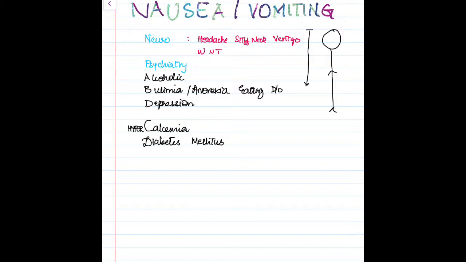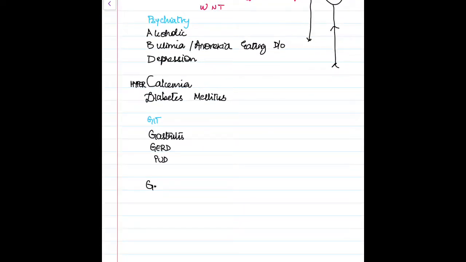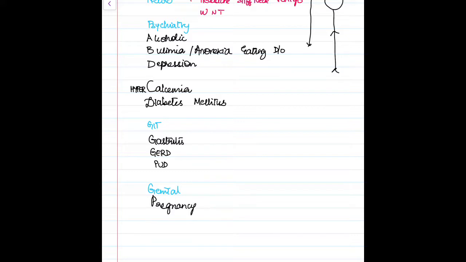Let's come to GIT causes. In GIT, it can be gastritis, and it can also be GERD, or it can be PUD. Next, genital and urinary. So in genital, just think pregnancy. That is a very important cause of nausea and vomiting. It can be hyperemesis gravidarum. And then in urinary causes, you will have nephrolithiasis, acute pain. We have other causes in GIT, which I'm going to mention later.